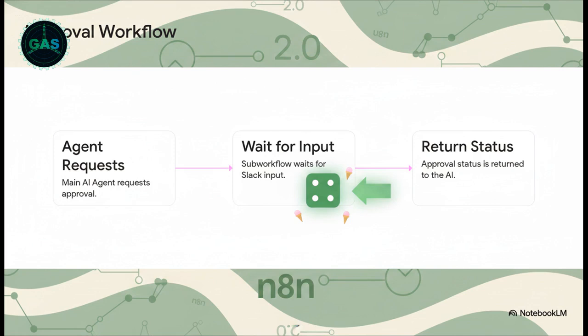A human clicks Approve in Slack. But in version 1, that approval data never made it back to the AI. The AI just got a blank response, completely unaware if the memo was approved or denied. In 2.0, that barrier is totally gone. When you click Approve in Slack, that exact data is successfully returned directly from the sub-workflow back to the main AI agent, so it can actually read the approval and finish its task. It's a massive leap forward for human-in-the-loop workflows.